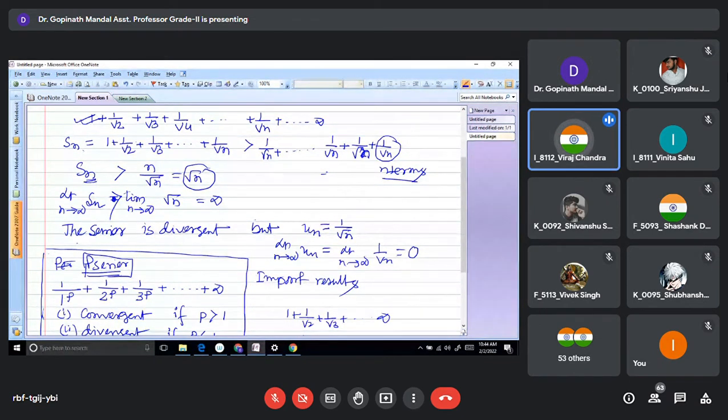Sir, are you comparing each individual term? Yes, comparing each term, because n tends to infinity, so 1 by root n will eventually be 0. So we are placing 1 by root n for each term, and also for 1 by root 2, because 1 by root 2 will have some value that will not be 0, it will be greater than 0. So we are comparing that way. Yes, sir, like the sandwich theorem we are doing now. Right.